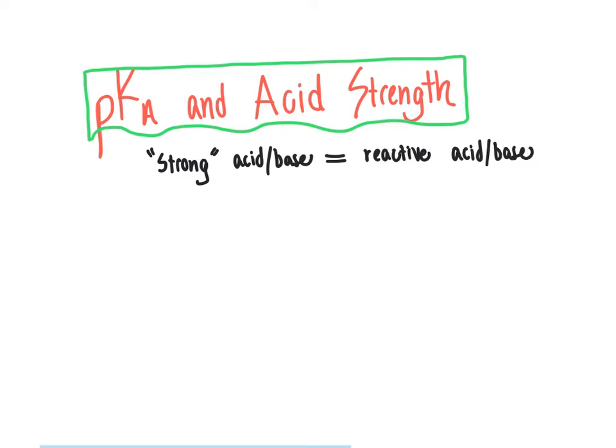So when we look at acids and bases and we try to assess the strength of those molecules, or how reactive they are, how prone an acid is to donating a proton, the terminology that we use to describe the strengths of acids is the pKa value. So the pKa value is going to be our measure of acid strength.